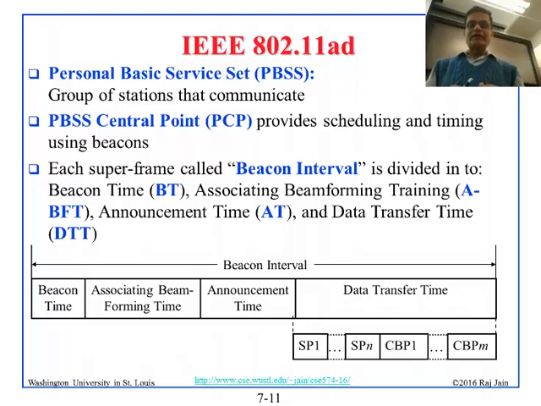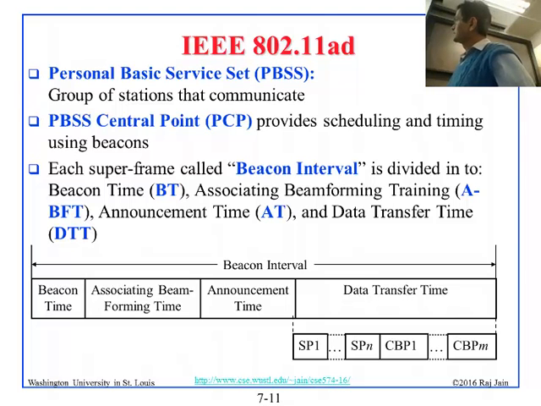And the PCP provides the scheduling and timing using beacons. So basically, this is the one which does the access point job, telling, okay, now this is the start of the cycle and who gets what when they can transmit. So this is a beacon and this is another beacon. So in between is the beacon interval. This is called a super frame. Okay.